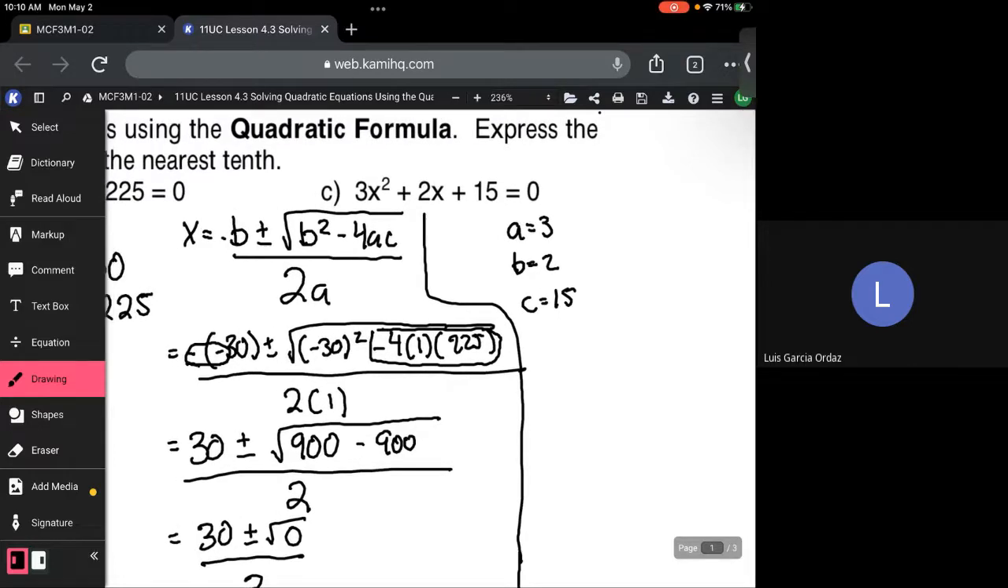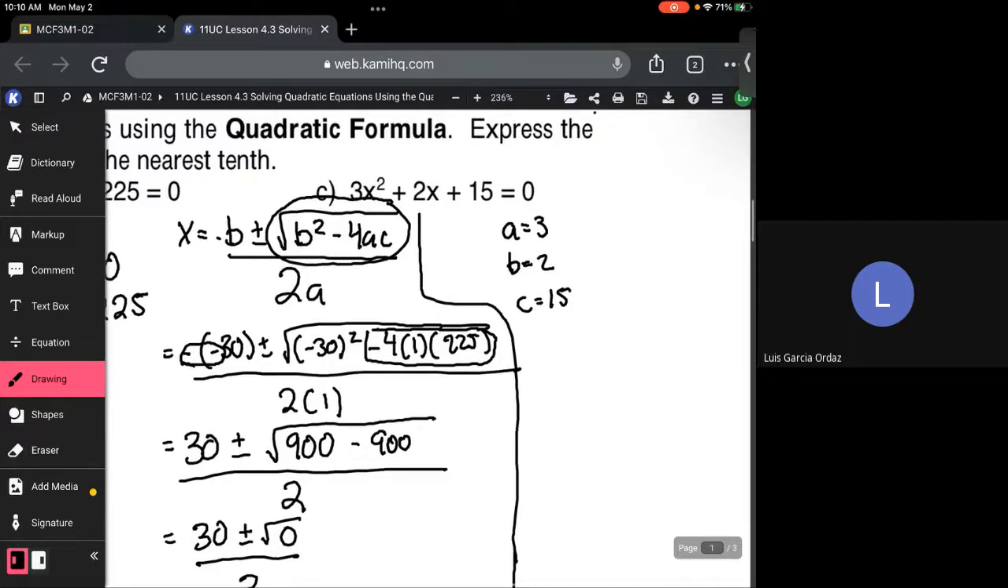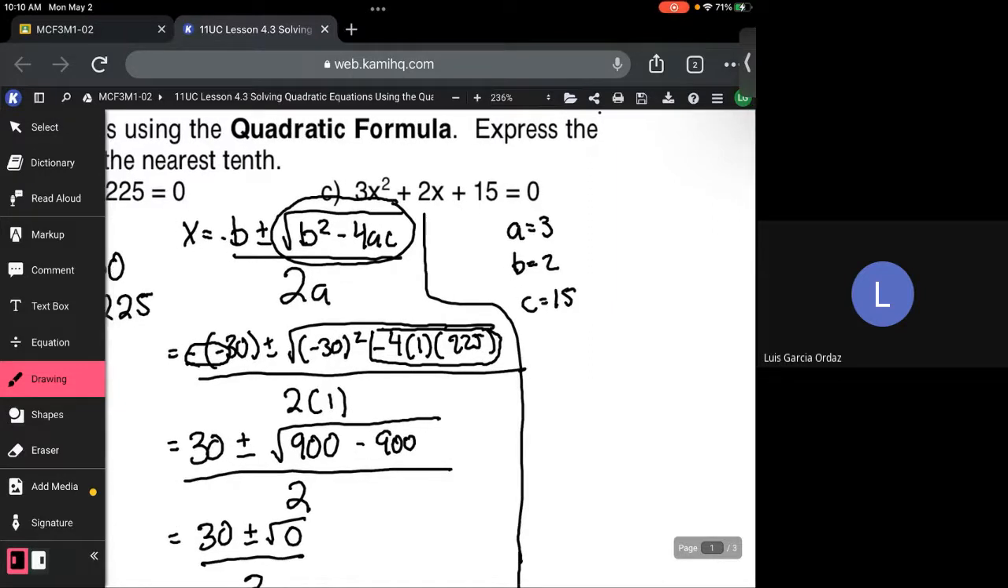So I can kind of cheat in order to figure out if I do have any x-intercepts. And the way I can check that is by focusing on the square root guy. So let's figure that out. So my square root is going to tell me if I'm going to have any x-intercepts or not. So we have, let's say we just have b squared minus 4ac. We're going to focus on that.